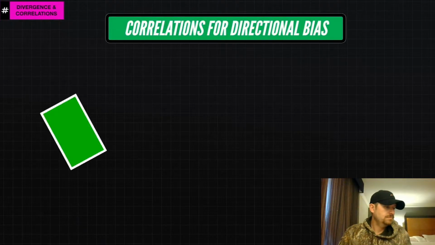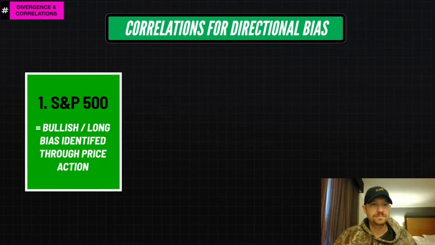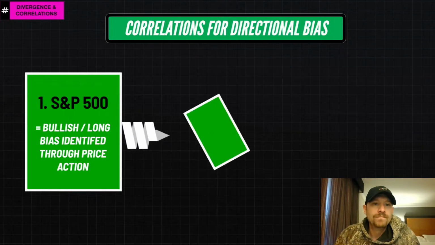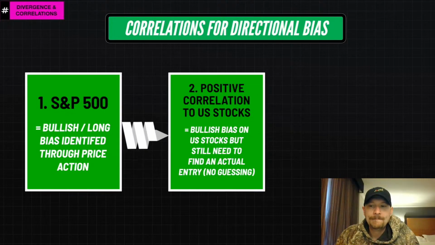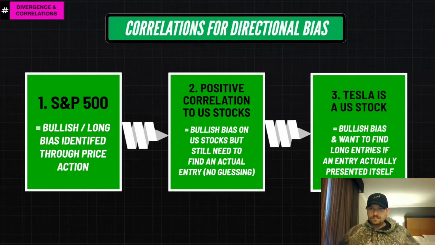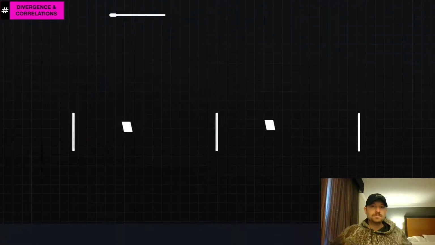Now, this is where correlations come in. Again, we first found price action on the S&P 500 that gave us our bullish long bias. Then, since the S&P 500 has a positive correlation with US stocks, this again gave us a bullish long bias on US stocks we were watching. This then brings us to the Tesla stock, which is a US company, and again gave us a bullish long bias on it. Now, this doesn't mean we jump in blindly. We still need to find a high quality entry. So let's pull up the Tesla stock.